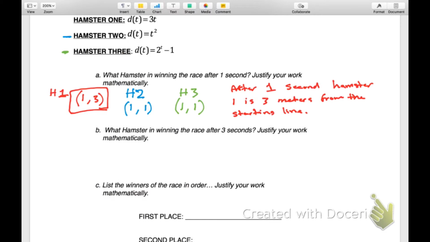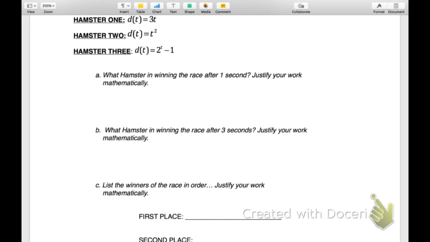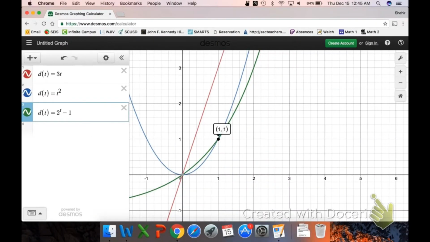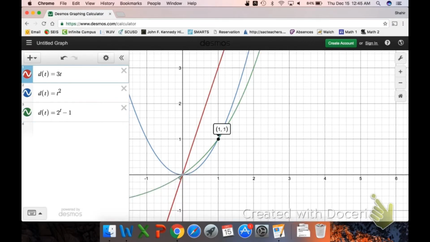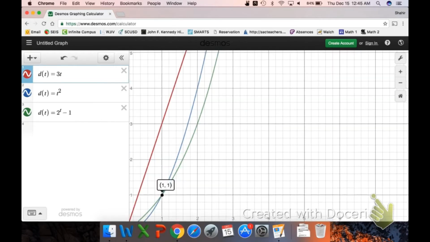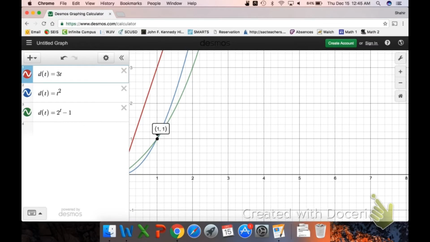Okay, so now part B. What hamster is winning the race after 3 seconds? So again, remember that seconds is the x-axis, so we're looking at where x equals 3. So again, going back to decimals, and we're going to the red one first. So hamster number 1 was red. So for hamster number 1, at 3 seconds, oh, that's 1 second. 1, 2. Let's see. So 3 is right here. Right. So on the x-axis, we're looking at 3.